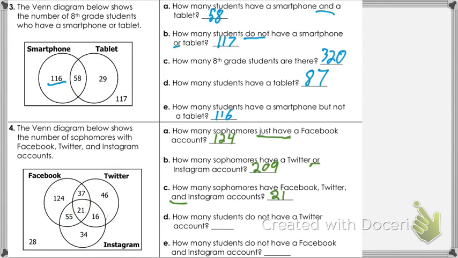D, how many students do not have a Twitter account? So we want everything that's outside of the circle this time. We want everything that's outside of the circle. So what's outside of the circle? 124, 55, 34, and this 28. We can't forget about that. So how many students do not have a Twitter account? Well, that ends up being 241.